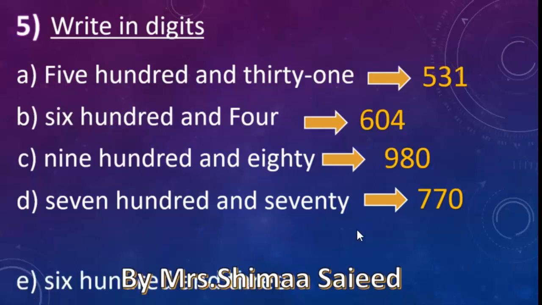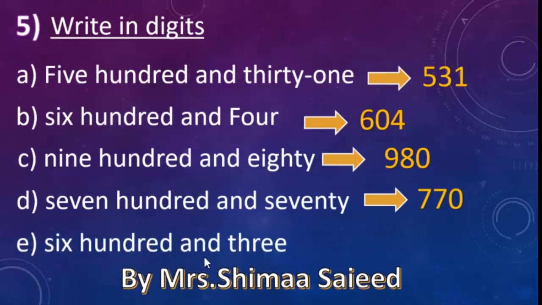770. 603. Write 6 in hundredths place, 0 in tenths place, and 3 in ones place. Because we don't have a digit in tenths place, we will put 0. Pay attention.